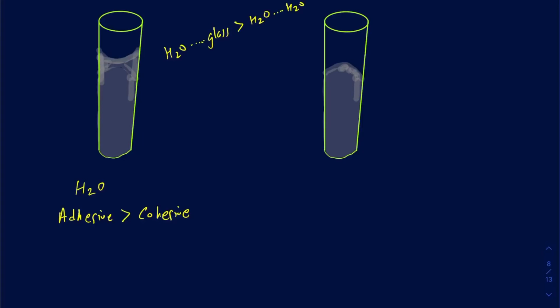As a result, the water molecules like the glass more, so they try to climb up the glass from the sides, like in this case, and leave a concave meniscus in the middle. So anytime you have stronger adhesive forces than cohesive forces, that particular liquid, when placed in a beaker or a narrow tube, is going to make a concave meniscus, like in this case.